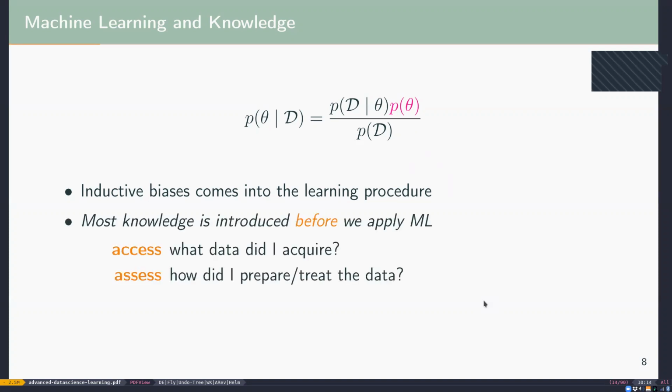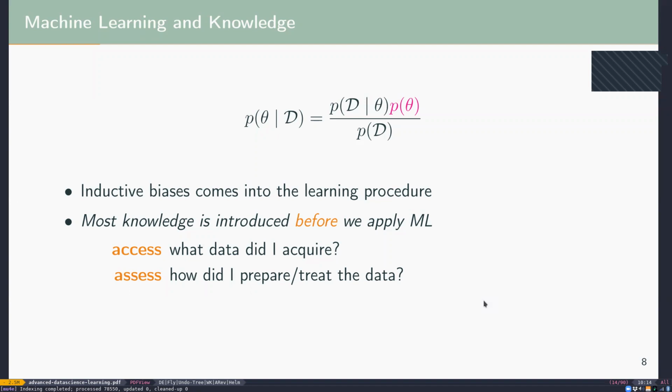But I think the biggest thing that we've been trying to convey, or Neil's been trying to convey, is that most knowledge is introduced before you do machine learning. Nearly always, right? Because these two stages that I had before contain an enormous amount. You're not just doing this randomly. You're doing this in a very, very careful manner. You're deciding to pick specific data sets because of something that you know.